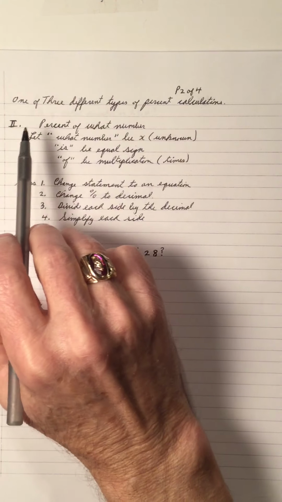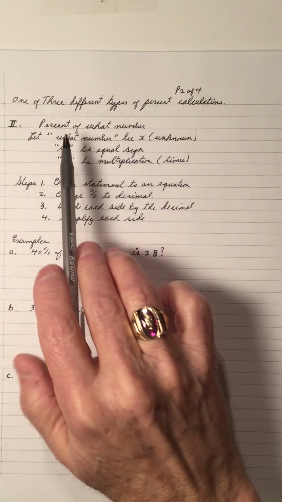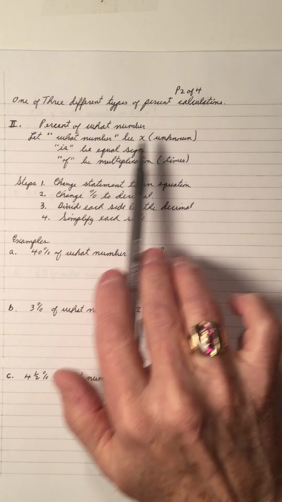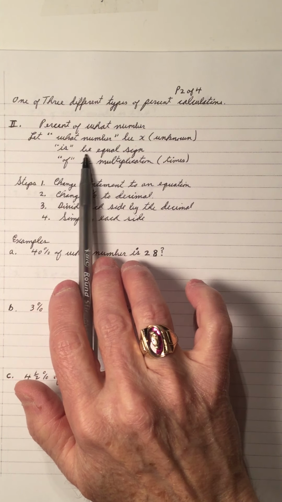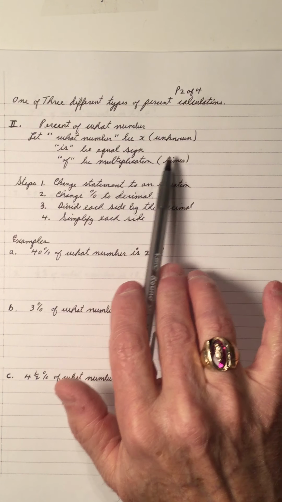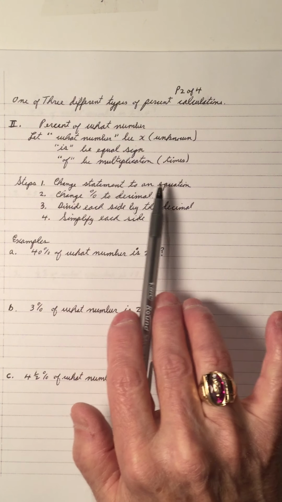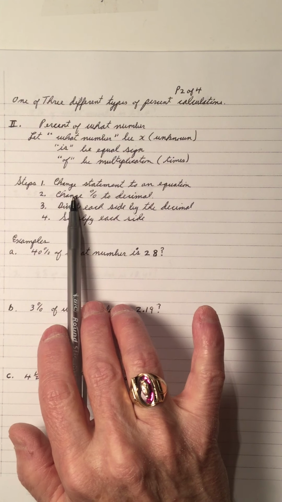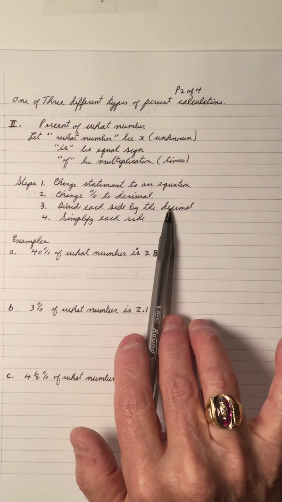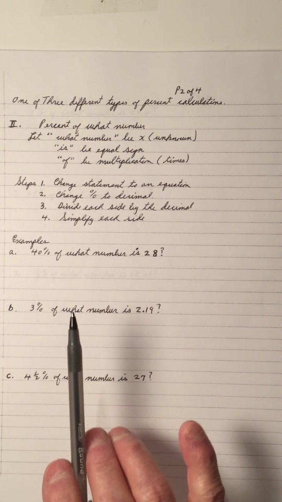This is the second one of the three types that we use to calculate percent: percent of what number. Let what number be x, the unknown. Let "is" be the equal sign. Let "of" be the multiplication, or times. The steps I'm going to use: I'm going to change my statement to an equation, change percent to a decimal, divide each side by the decimal, and then simplify each side. Let's do these three examples.